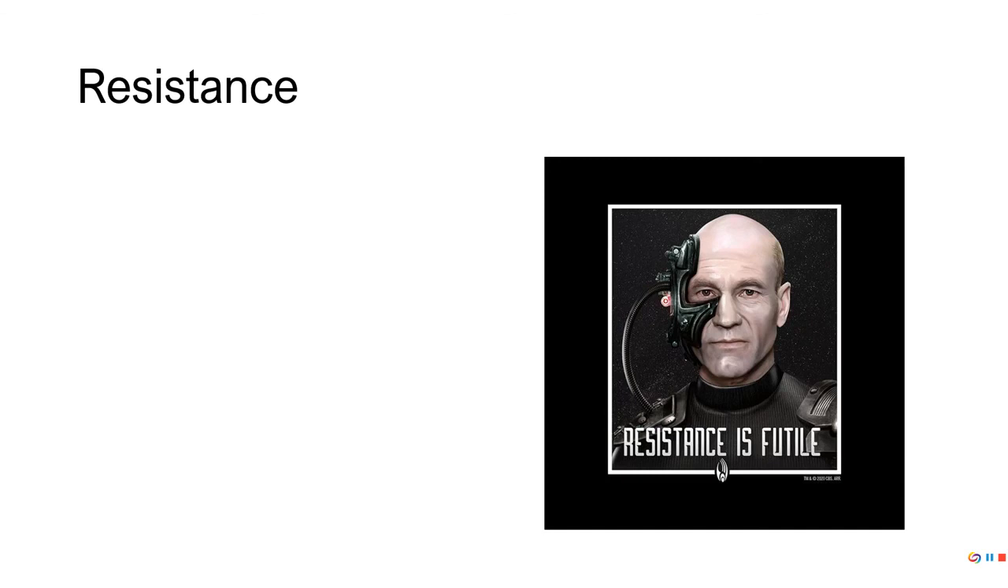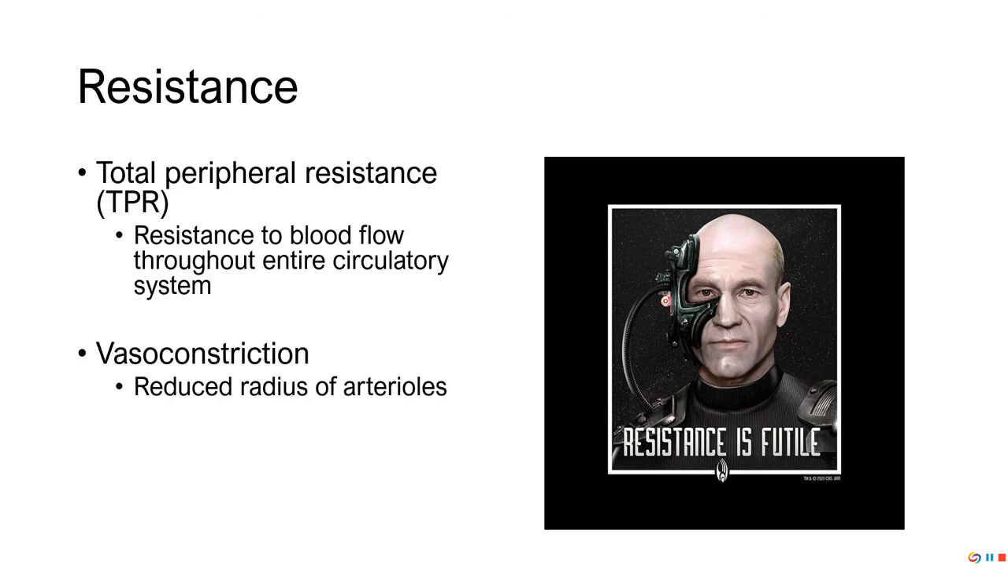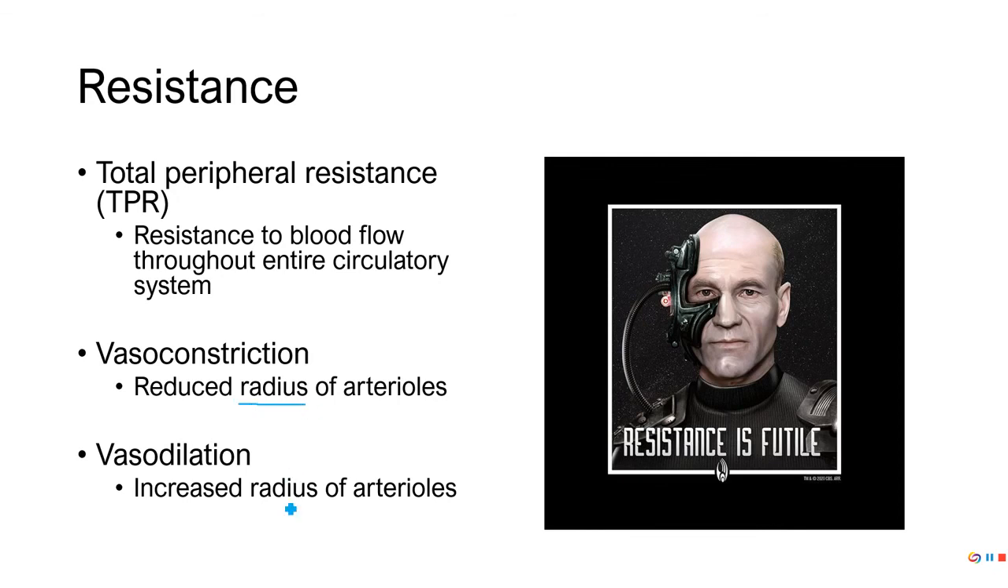Now, total peripheral resistance is the resistance to blood flow throughout the entire circulatory system. That's why it's called total peripheral, and we're not really talking about the pulmonary vasculature. If we decrease the radius of the blood vessels, that's vasoconstriction. If we increase it, that's vasodilation. But radius is the important part of this. It's radius that has the greatest effect on resistance.